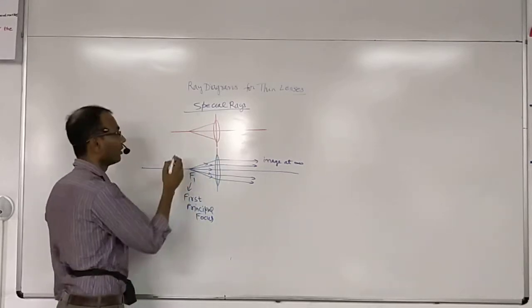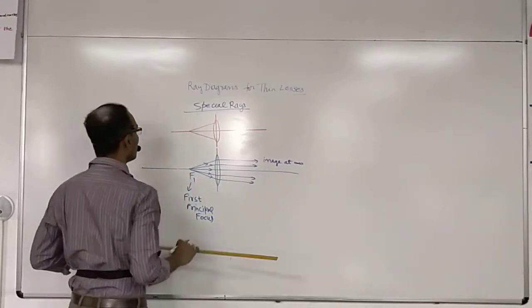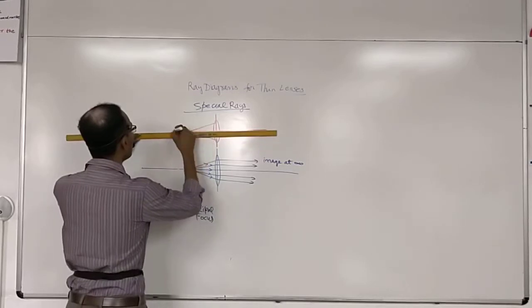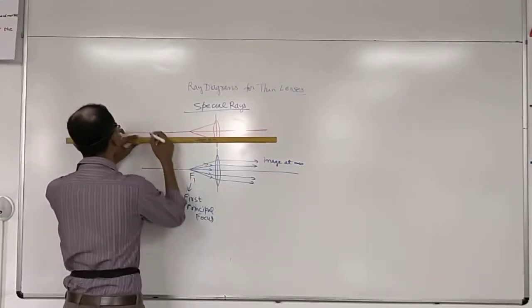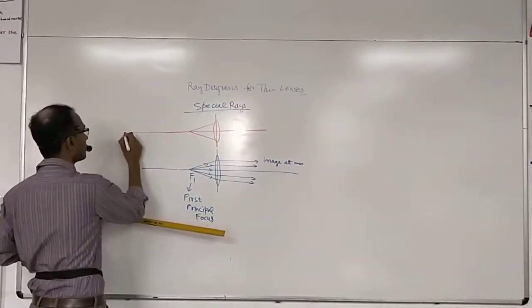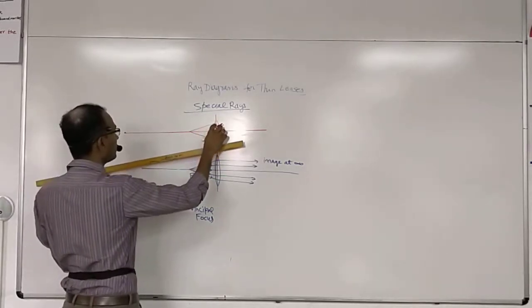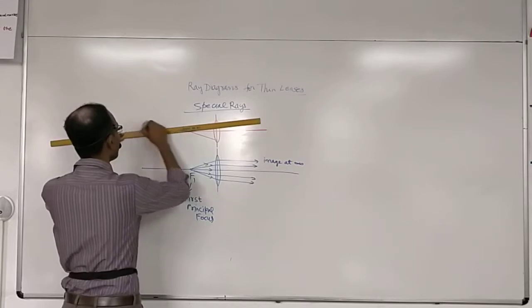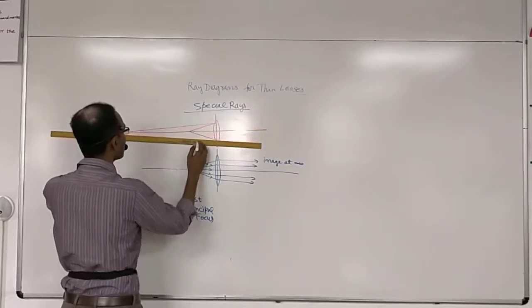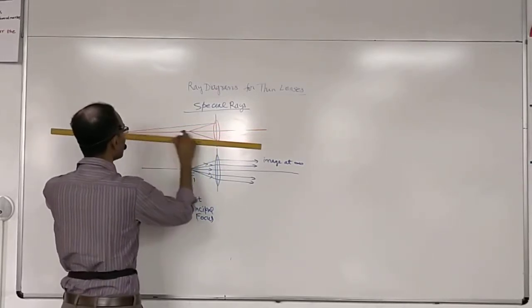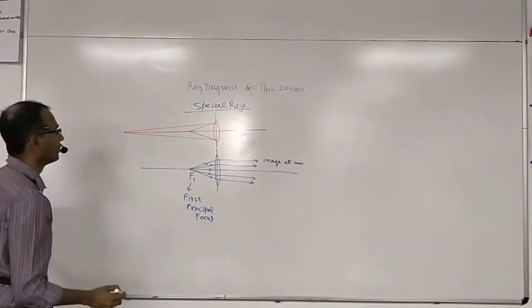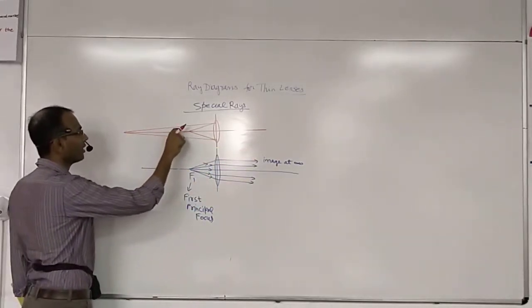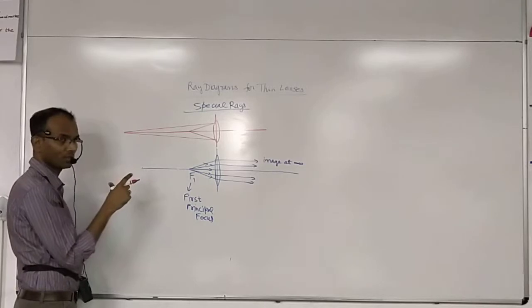Agreed? Listen carefully now. If the object goes further away, say here, and the same light rays have to reach the same point, now they come like this. Agreed? So what do you find? These two rays are becoming more and more like parallel to each other.